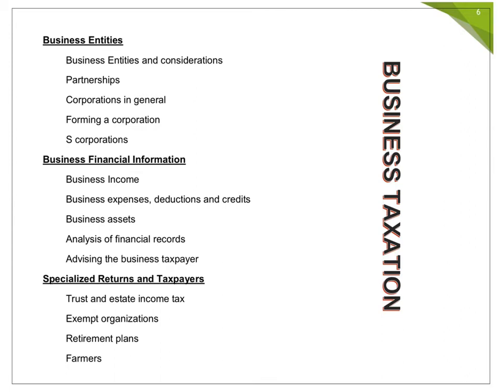Next is S corporation. So S corporation and C corporation are the two types of corporation. Other than this, partnership, which also consists of LLC and regular general partnership. Next topic, business financial information. It includes business income, business expenses, deductions and credits, and business assets, analysis of financial records, advising the business taxpayer.